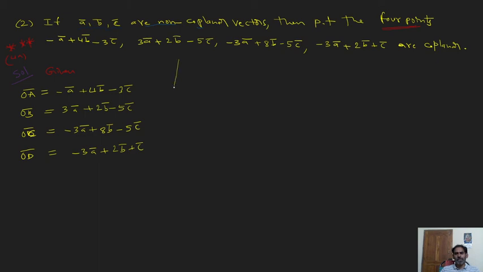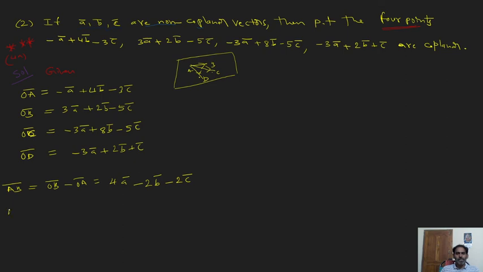Same as in the previous diagram, all 4 points are given: A, B, C, D. Find out first AB bar, AC bar, AD bar. You should find 3 vectors. Now AB bar means OB bar minus OA bar. OB minus OA: 3A minus or minus 4A, 2B minus 4B, minus 2B. Minus 5C plus 3C, minus 2C.